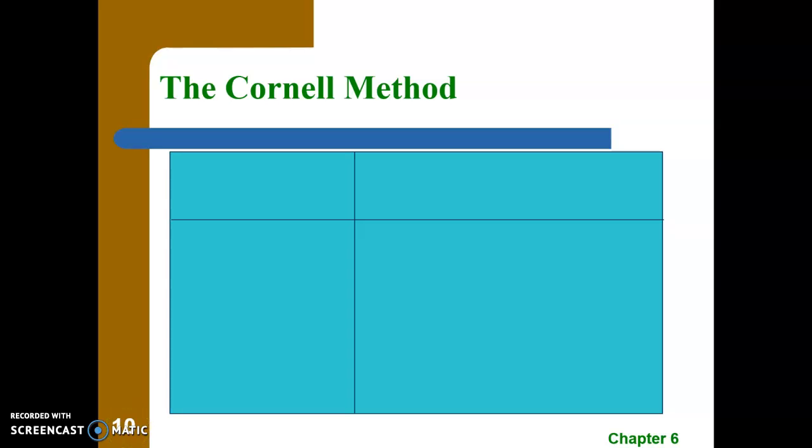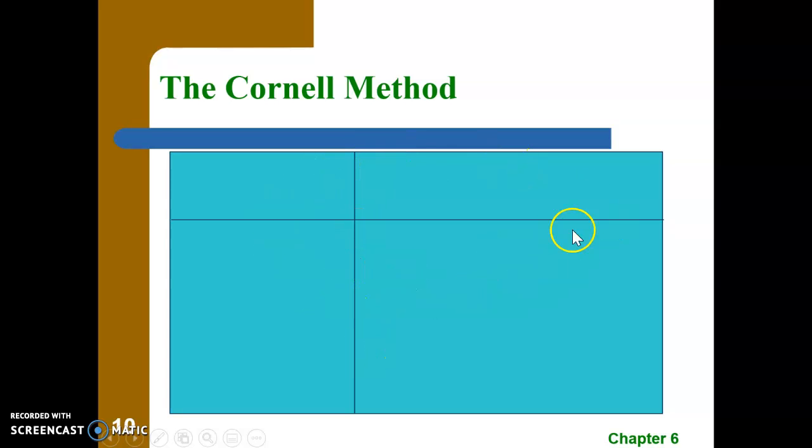Okay, so we are going to continue on with Chapter 6, and we're going to talk about the Cornell Method. Now, I should have showed you summary paper in class and how to make summary paper. Summary paper is just going to be your normal lined notebook paper. However, I like to fold mine. You could draw a line, but you're just going to have a wider margin, just like what's shown here.